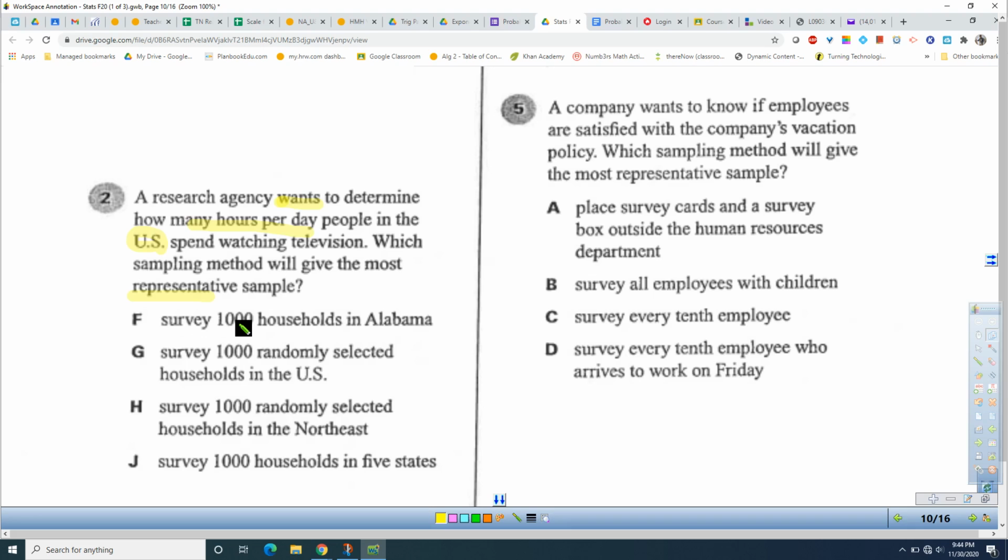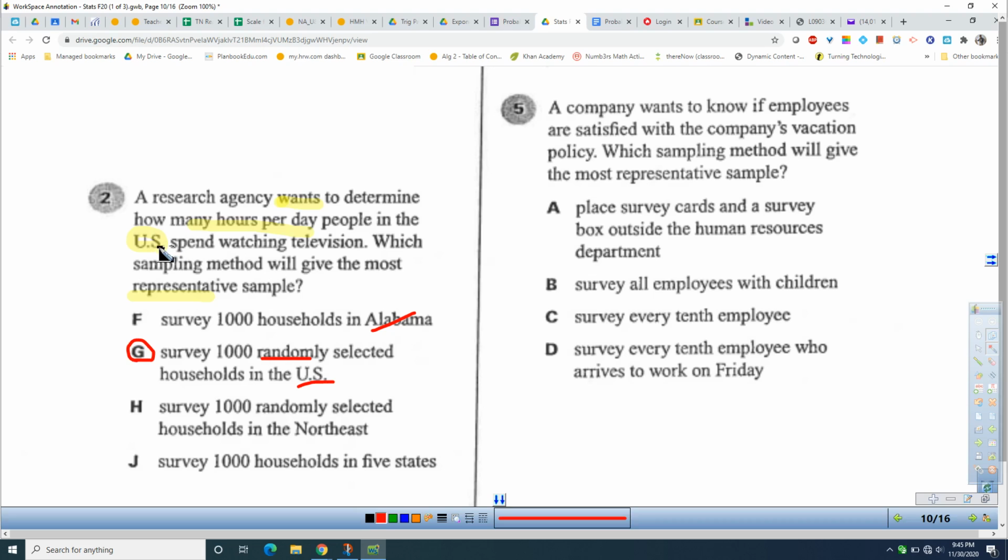So our first one, we have a survey of 1,000 households in Alabama. Hey, I'm from Alabama, I live in Alabama, and that seems like a great idea. Well, let's look at another survey: 1,000 randomly selected households in the U.S. I guess that's okay. 1,000 randomly selected households in the Northeast. How about 1,000 households in 5 states? Well, the deal is this, okay? As much as I like Alabama, no one state represents the entire United States, so that's going to bring some bias, okay? It's random and it's U.S., so that's going to be our best choice because what do they want?